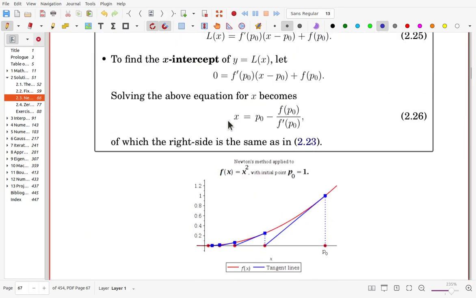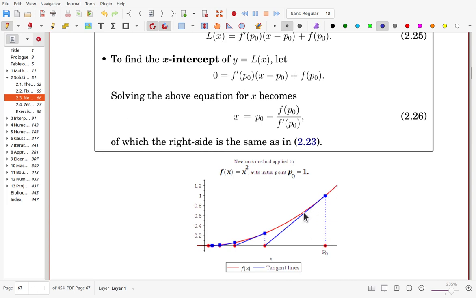So here Newton's method is illustrated in this way. Start with the initial value, make a tangent line, and try to find the intercept. That is the updated value p1. And now at this point, again we make the tangent line, get the x-intercept, and keep going repeatedly. Okay, that's Newton's method.